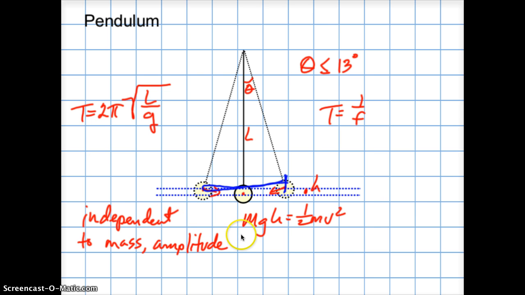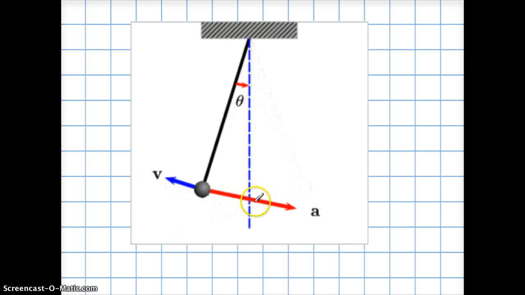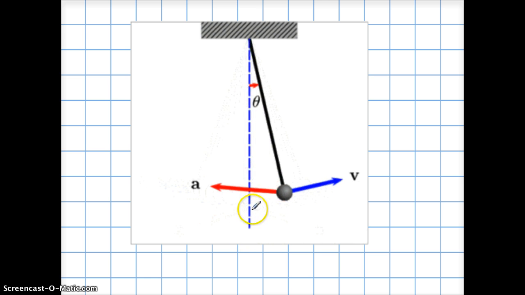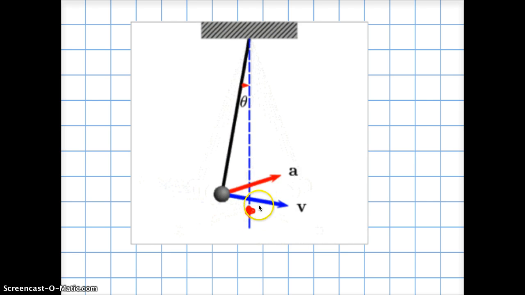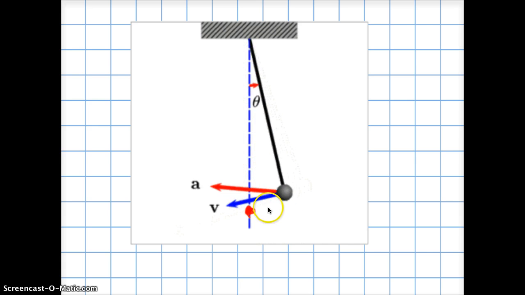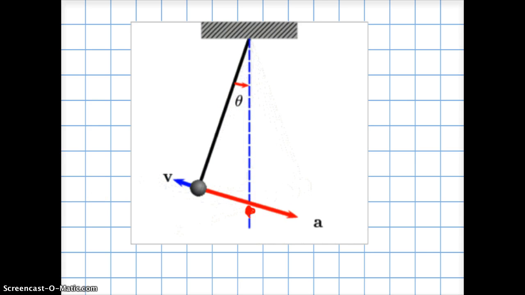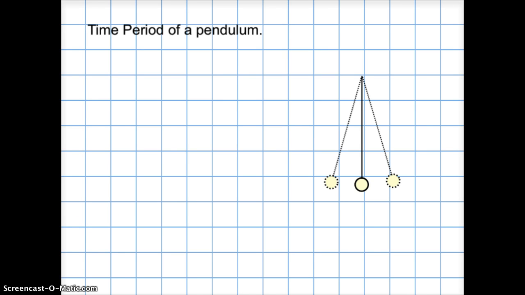And so if we look at this animation, it is showing me what's happening to the velocity and acceleration. So notice when the object is right here, the acceleration is 0. The acceleration is pointing straight up. So right here, let me go ahead and put my formula. Time period is equal to 2 pi times the square root of length divided by the gravity. And once again, that's the time it takes for it to go back and forth one time.